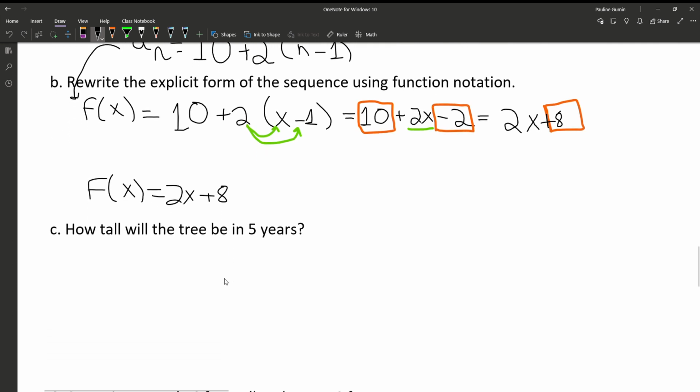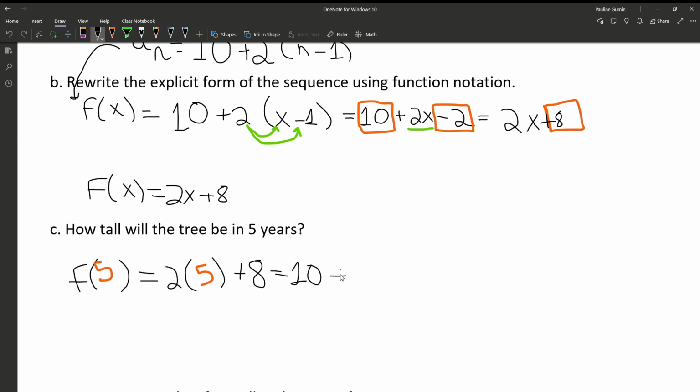Letter C asks us, how tall will this tree be in 5 years? In order to do that, we're going to take 5 and plug it in wherever we see the x in our function notation. So 5, 5. All right, let's simplify. 2 times 5 is 10 plus 8, which gives us 18. So 18 feet.